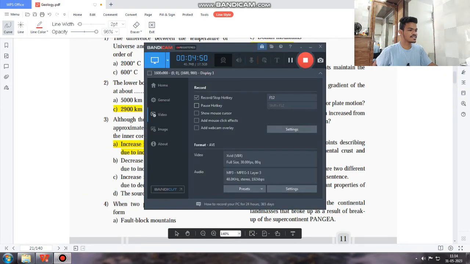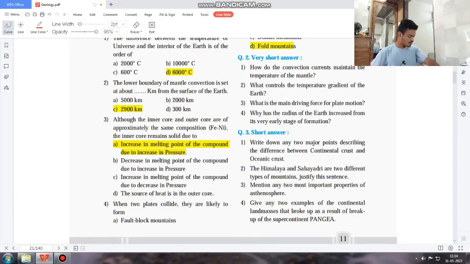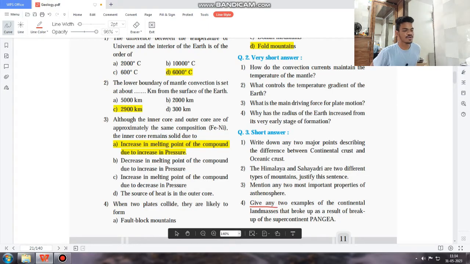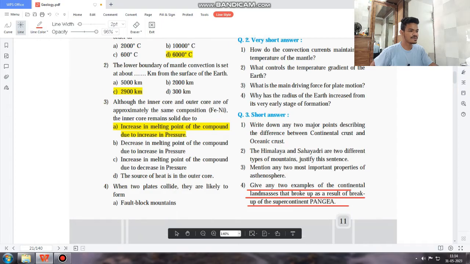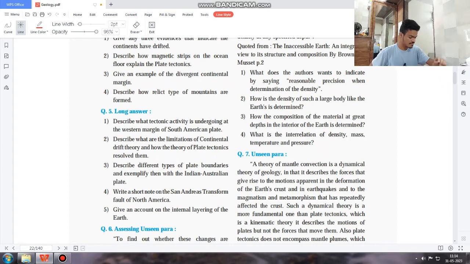I've also told you content is easy. This is one small thing I want to give you. Give two examples of the continental mass that broke up as a result of the breakup of supercontinent Pangaea. Answer is Gondwanaland and Laurasia. This answer is not in this chapter; it's in the next chapter, I'll tell you over there. Okay, that's it for this chapter.